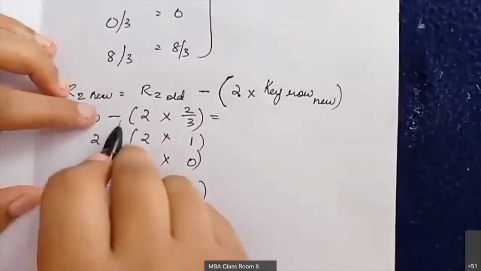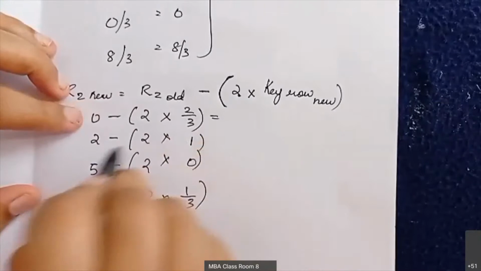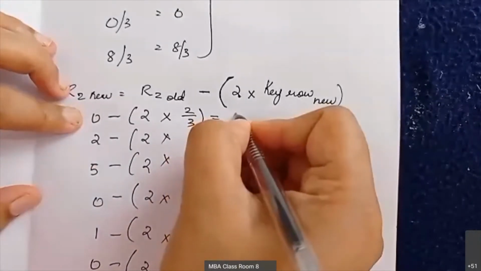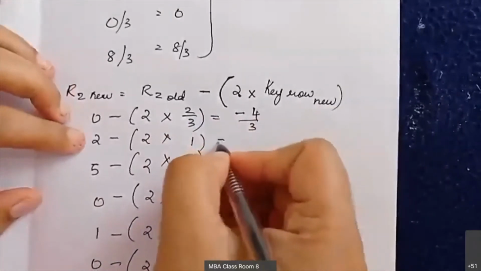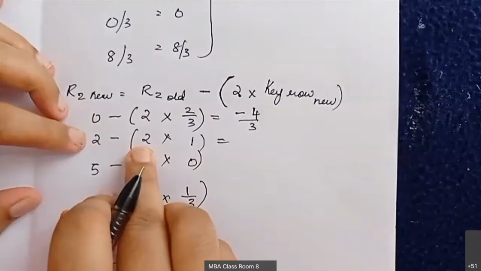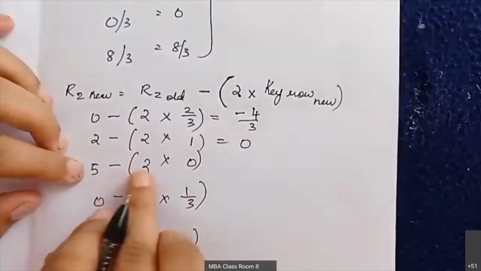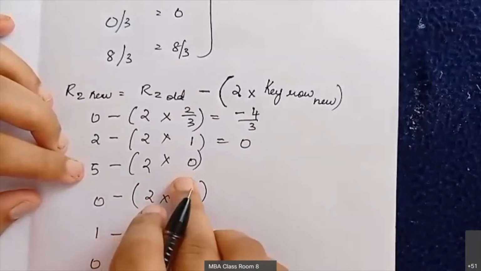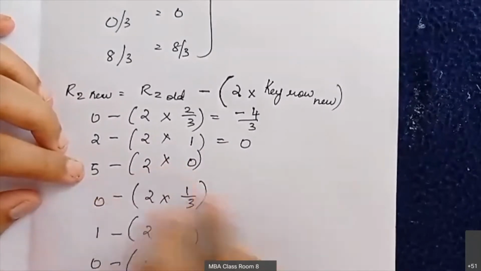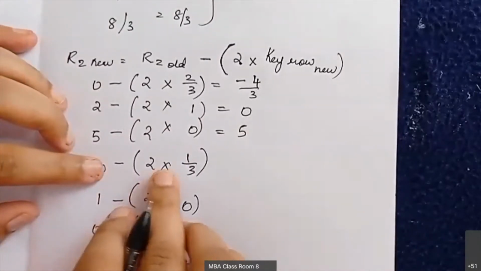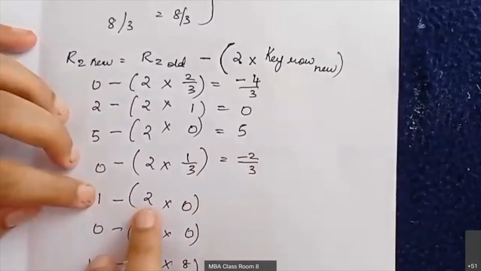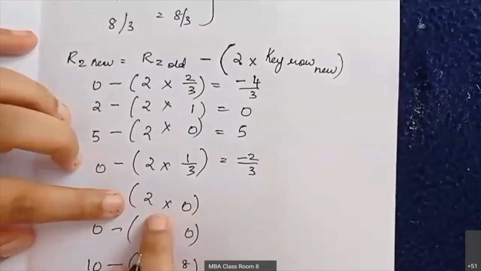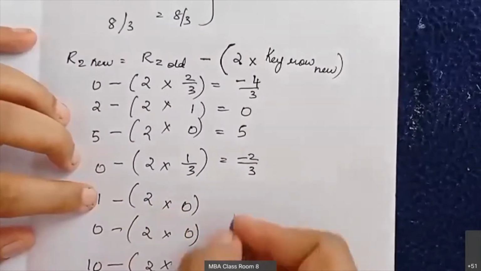So 0 minus 2 into 2 by 3. What's the value? 0 minus, the value will be minus 2 into 2 is 4, 4 by 3. Next one, 2 minus 2. What will be the value? 0. 5 minus 2 into 0. 2 into 0 you have to solve first. That is 0. 5 minus 0 is 5. Then again 0 minus 2 into 1 by 3. The value is minus 2 by 3. Next one, 1 minus 2 into 0. 2 into 0 is 0. 1 minus 0 is 1.